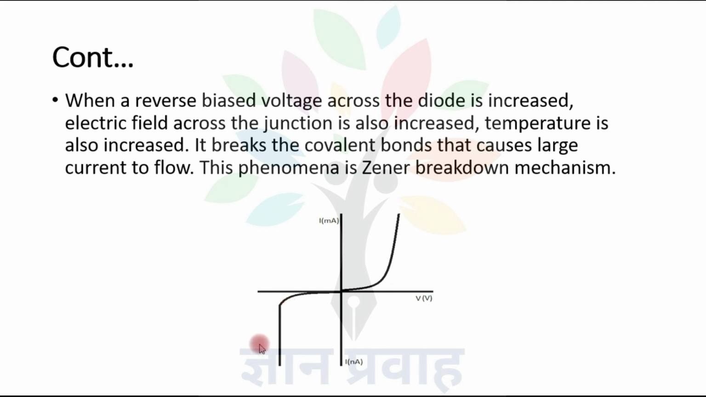The Zener breakdown mechanism is this: when the reverse bias voltage across the diode is increased, the electric field across the junction is also increased. It breaks the covalent bonds, which causes a large current to flow. And this phenomenon is the Zener breakdown mechanism.